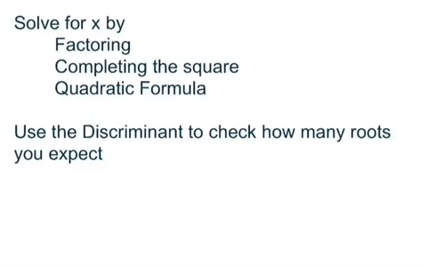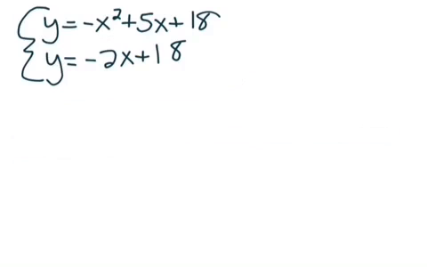Now when we're solving for that x, we have some options here. We can use our factoring, we can use our completing the square, or we can use our quadratic formula, because we're going to have a quadratic equation that we're trying to find solutions for. And remember, we can always use the discriminant to check how many solutions we're going to have or what type of solutions they are, to kind of double check ourselves as we go. So let's go back to our system then and see where this takes us.